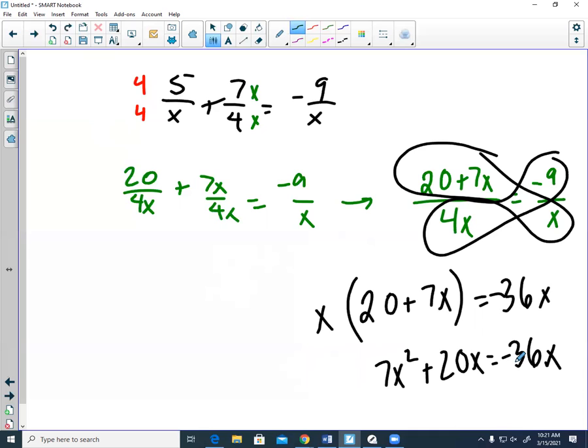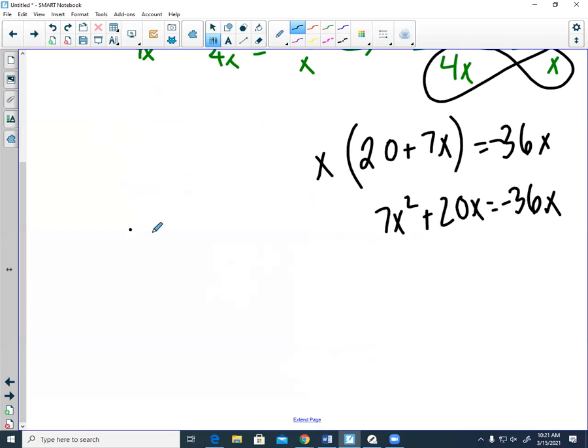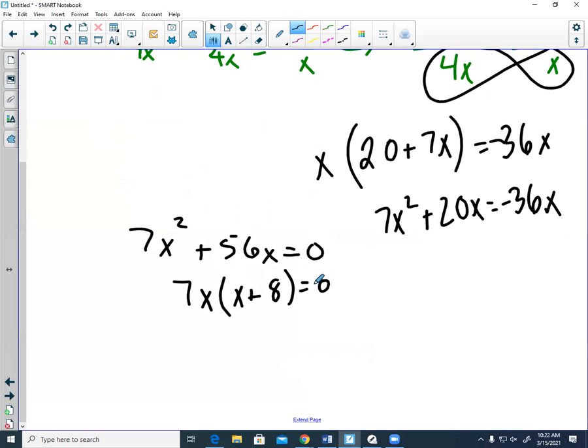Okay. So then as we go through this process, now I have to set it equal to 0 and solve. So I'm going to be left with 7x squared. I'm going to subtract 36x from both sides, so plus 56x equals 0. I can factor a 7 out, and I can factor an x out. It's going to leave me with 7x times x plus 8 equals 0. And now I get 7x equals 0, and x plus 8 equals 0. So then I'm left with x equals 0, and x equals negative 8.